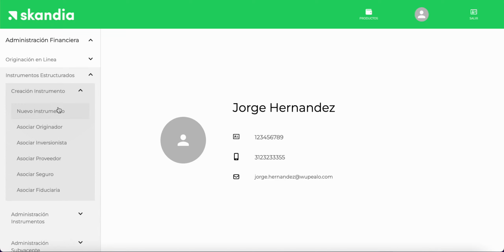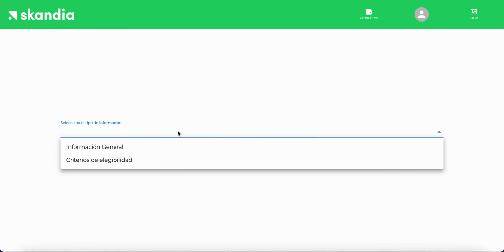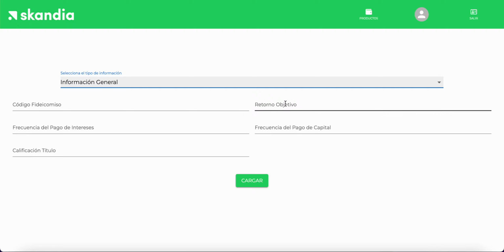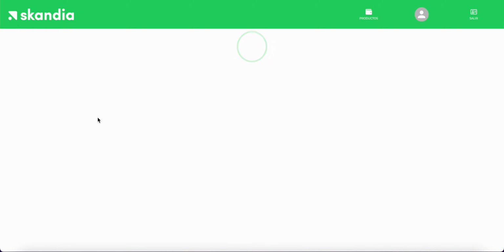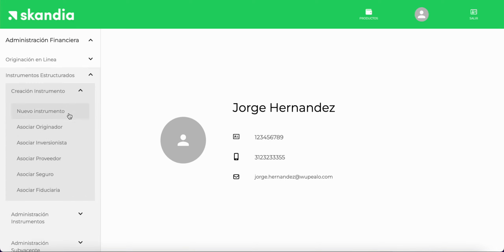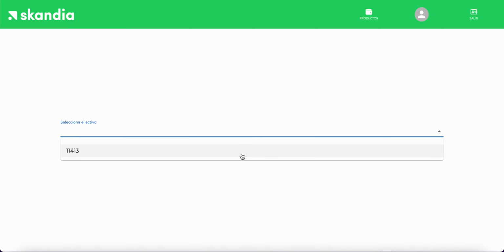We have already created the instrument. Just to show it, here we create the general information and the eligibility criteria, and then we associate all these stakeholders, for example, investors, originators, or vendors, also in a super simple way.